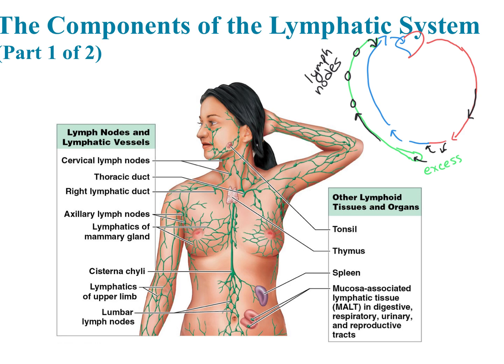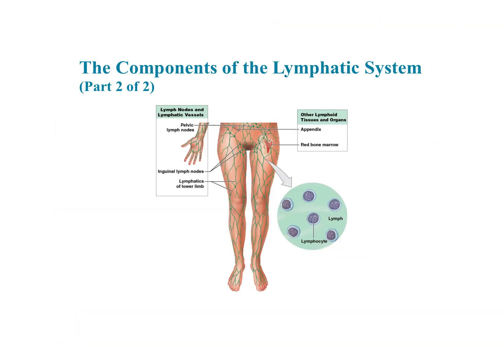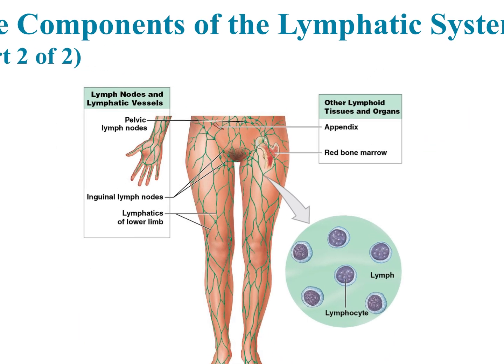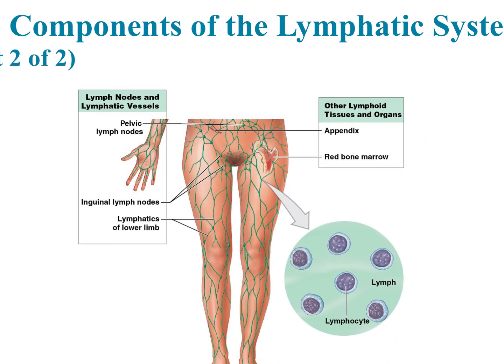So there are different lymph nodes in different areas of the body. The cervical lymph nodes are found in the neck area. The axillary lymph nodes are found in the axillary or armpit area. The lumbar lymph nodes are found in the lumbar area. And then on the next slide, we're going to see some other lymph nodes. So on this slide, we can see additional lymph nodes. We see the pelvic lymph nodes, and we see the inguinal lymph nodes.